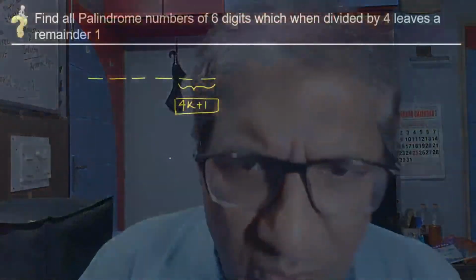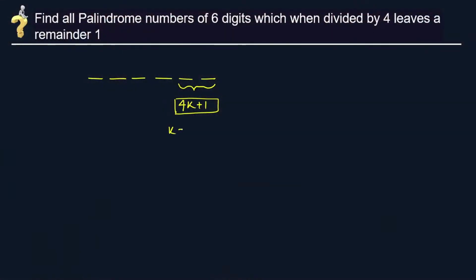Okay. So now, your k will start from what? Your k will start from 0 and it will go till 24. Because for 2-digit numbers which leave the remainder 1 when divided by 4, the maximum value k can take is 24. Because if k becomes 25, it will become a 3-digit number, and that I don't want. Is it clear to everyone?